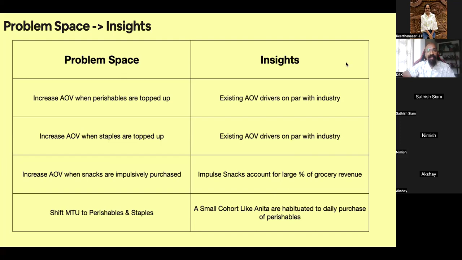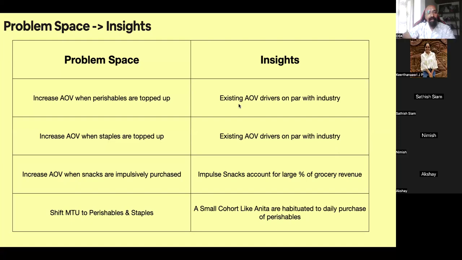Thank you. Right. So we're now trying to map it back to the insight that we looked at as well. What is the insight supporting the increase of AOV when perishables are topped up? We already know that in the perishables case and the staples case, AOV in its current format is already on par. So we need to ask ourselves, what should we then do?